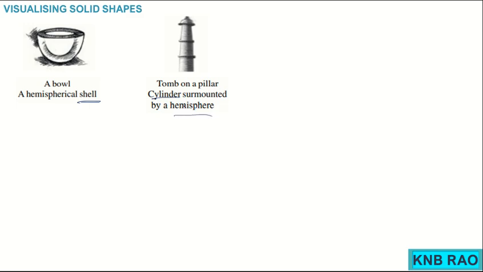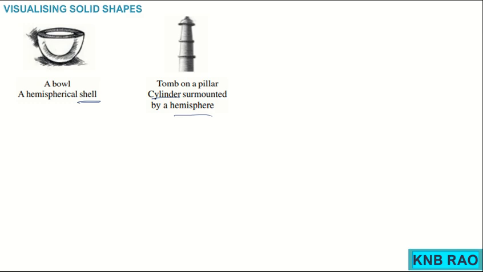Then you might have seen Qutub Minar type. It's a tomb on a pillar, which is a combination of a cylinder and a hemisphere. So, a cylinder surmounted by a hemisphere. We need to know all these things as a combination of three-dimensional objects.